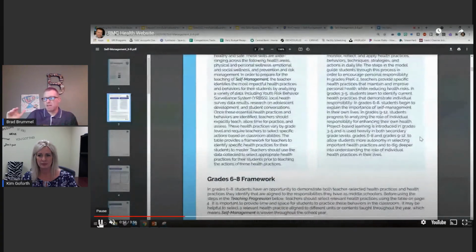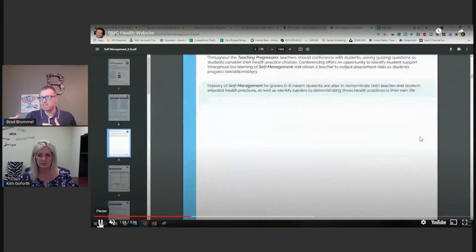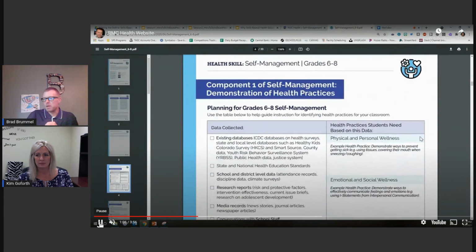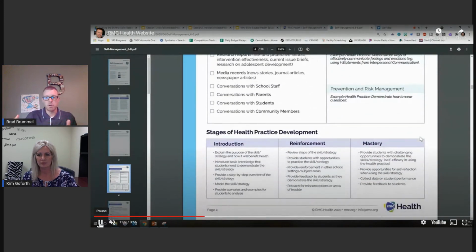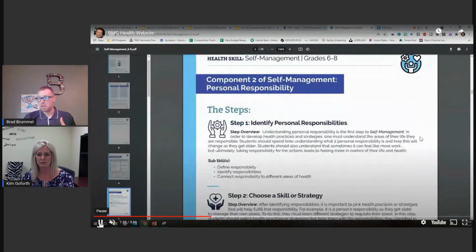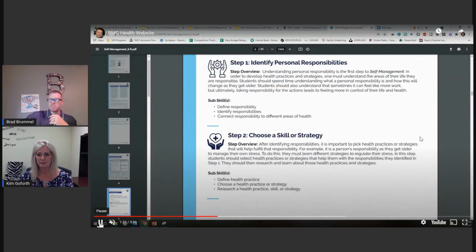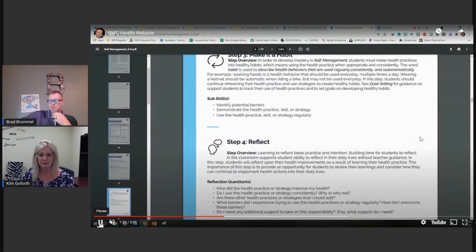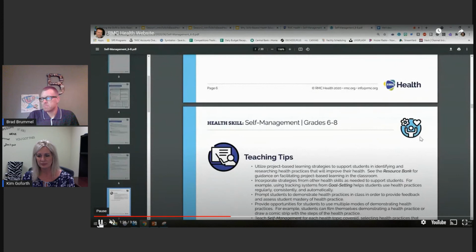It starts off with a lot of helpful teacher practices and provides context in that skill or standard. But as you can see, as we scroll through here, it gives you ideas for data that you can collect to make sure that your unit or lesson is closely aligned to your students and relevant and personal. Then you can see the steps. Every skill guide has the steps necessary for that skill. And so you can see that there's 4 steps here with this self-management in middle school.